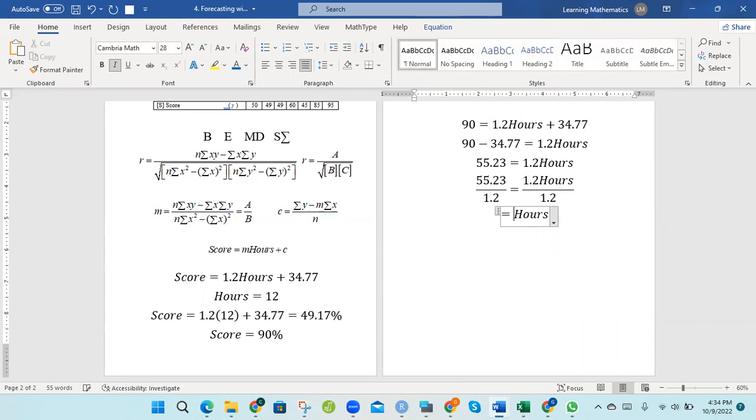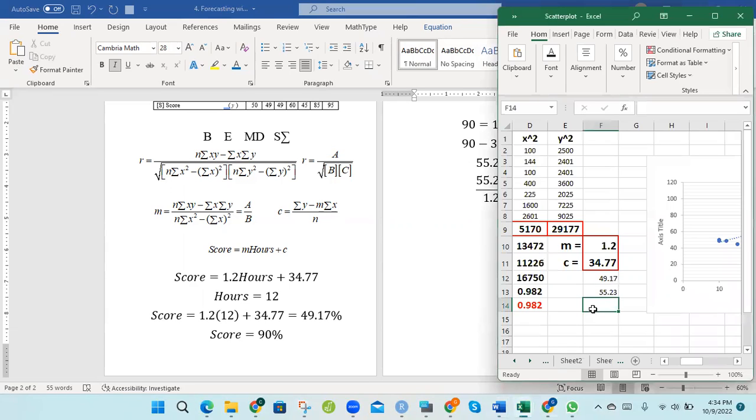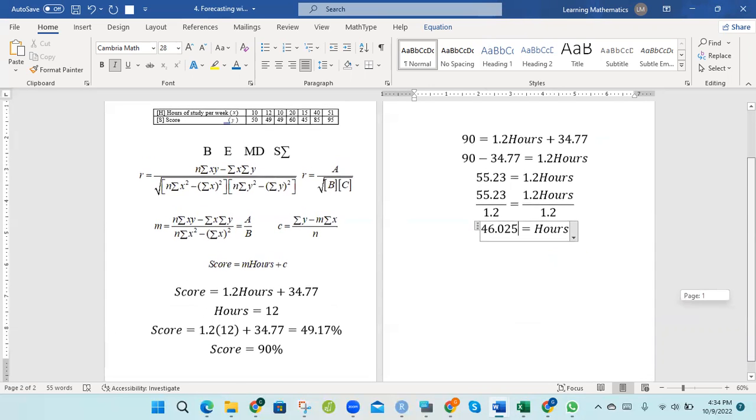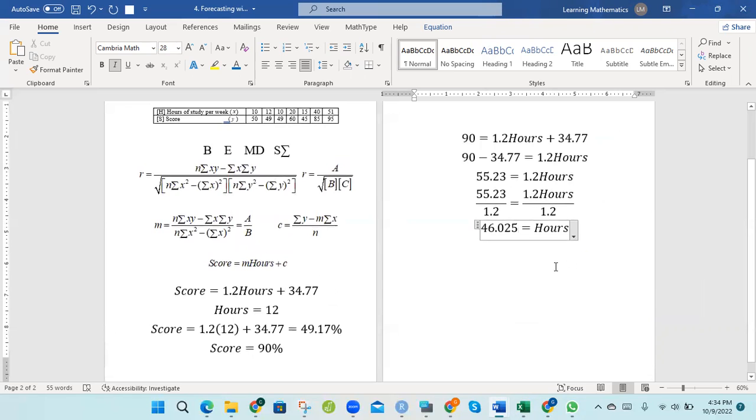And 55.23 divided by 1.2, we can easily calculate this in Excel again. Equals 55.23 divided by 1.2. That is 46.05. So if you would like a score of 90%, according to these data values, you must study for 46.05 hours.